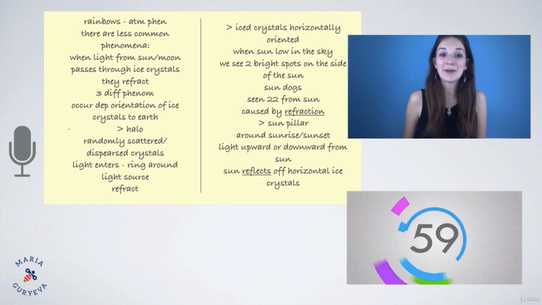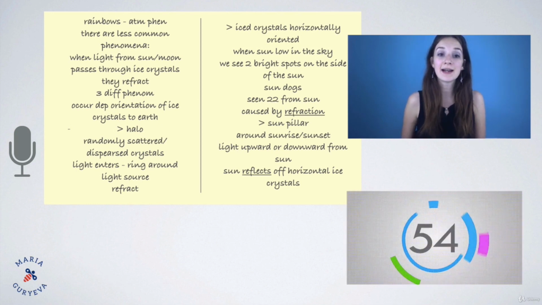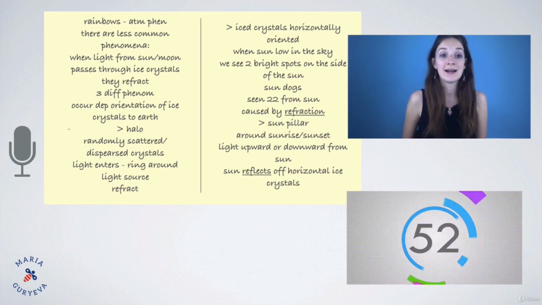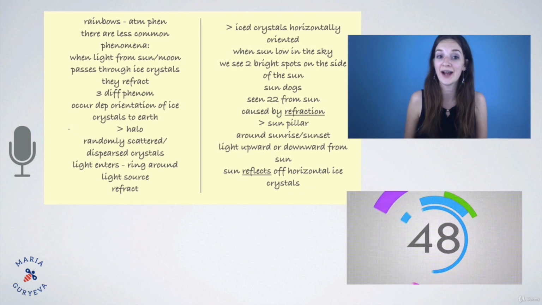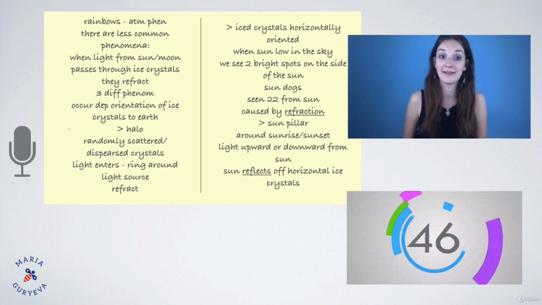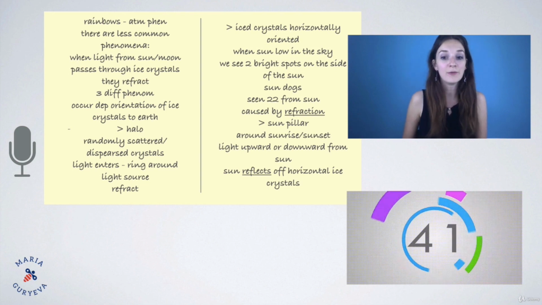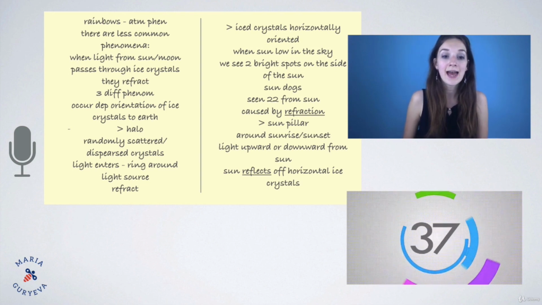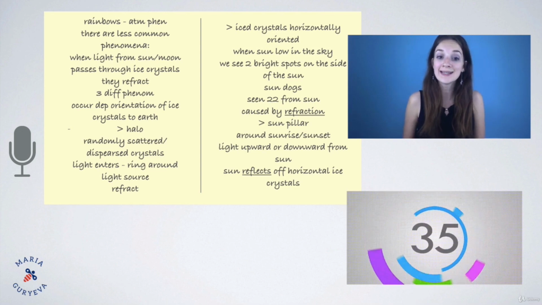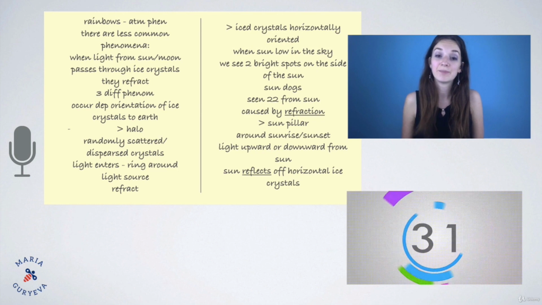The lecture talks about atmospheric phenomena. The most famous one is rainbows, but the lecture discusses less common phenomena. When light from the sun or from the moon passes through ice crystals, they refract. And there are 3 different phenomena that occur depending on the orientation of ice crystals to Earth. The first one is halo. This is when the ice crystals are randomly scattered and the light enters them. So we can see a ring around the light source as the ice crystals refract.